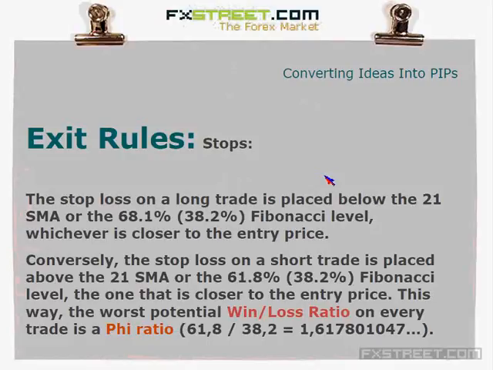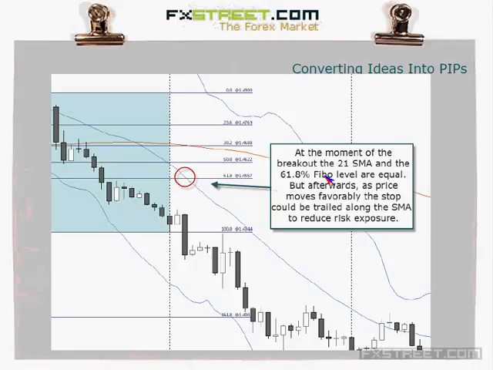Once you have this rule in place, with your stop at a 38.2% distance from the breakout level and your target at 161.8%, the win-loss ratio potential on every trade is a fixed ratio. It's always 1 to 1.618. Okay, this is not a win-loss ratio of 2 to 1 or 3 to 1. It's much lower than that, but still it's a robust system, as we will see in the results.